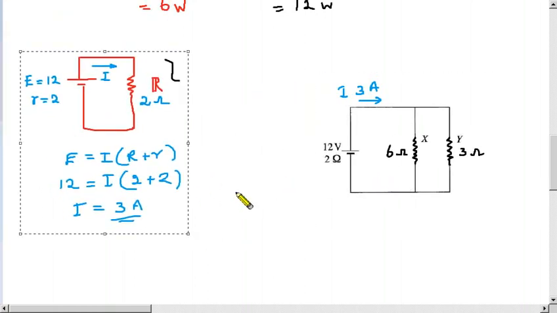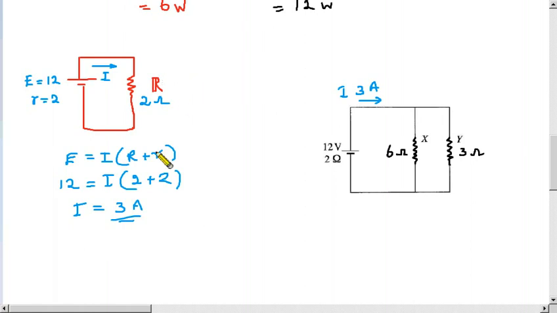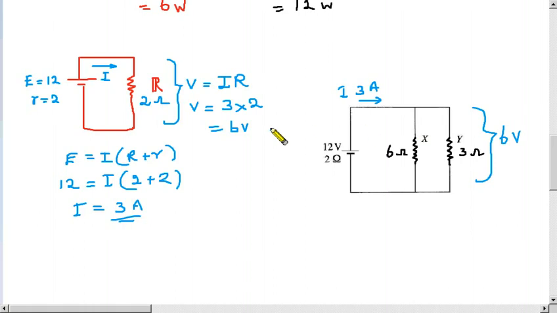Then you know the current is 3 ampere. Then what you have to do? You have to find out the voltage. So V equals IR. We apply this equation to the equivalent resistance, that is 2 ohm. So 3 ampere times this resistor 2, then 6 volt is there. So now you come to the original circuit and place that 6 volt here, because this resistor is the equivalent of these two resistors. So this side also has that 6 volt.